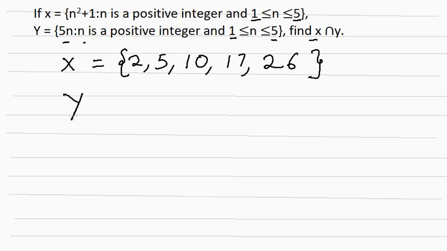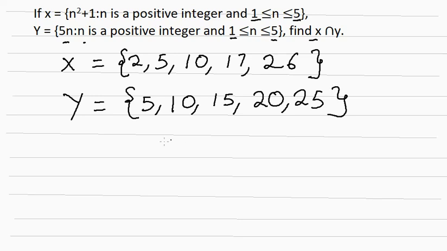Then that's for y. When n is equal to 1, what I have here is 5 times 1, that is 5. When n is equal to 2, that's going to be 10. When n is equal to 3, I'm going to have 15. Here is 20. And here is 25. So with this, we can find x intersection y, which is going to be the elements that are common to x and y. That is going to be 5 comma 10. So that is the answer to that.